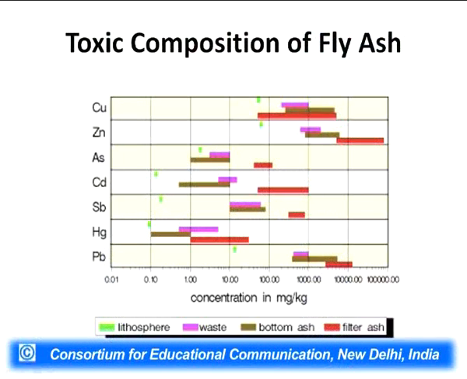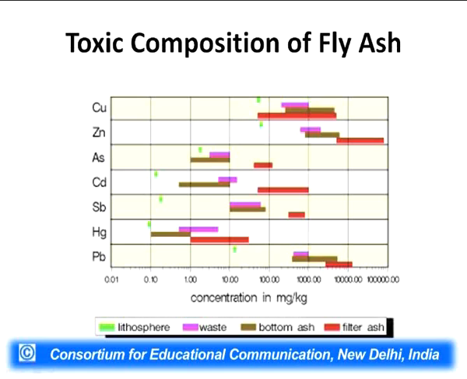It is not that toxic compounds are always fixed. The composition of toxic compounds in fly ash varies depending upon where we are getting the fly ash from. So in this particular picture, the green one is the fly ash at the lithosphere, the purple shows the fly ash generated as a waste from an industrial process, the gray one is bottom ash that was generated in the boiler only, and the red one is from the filter ash.